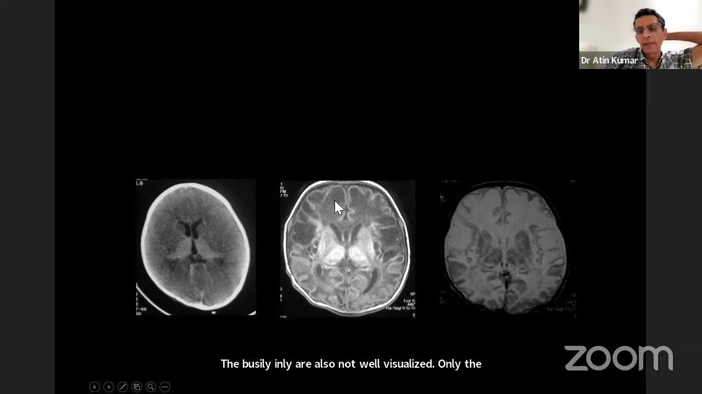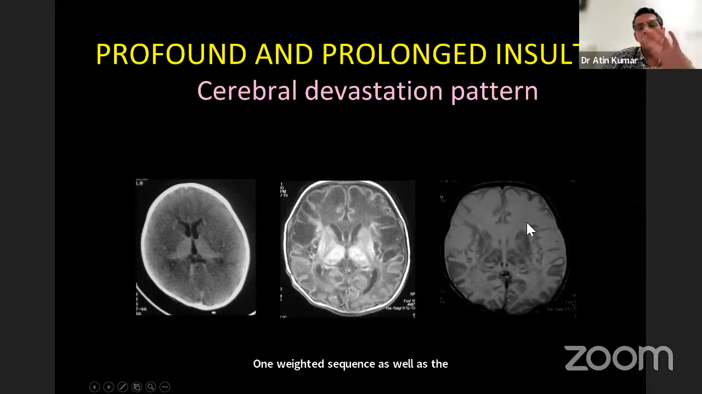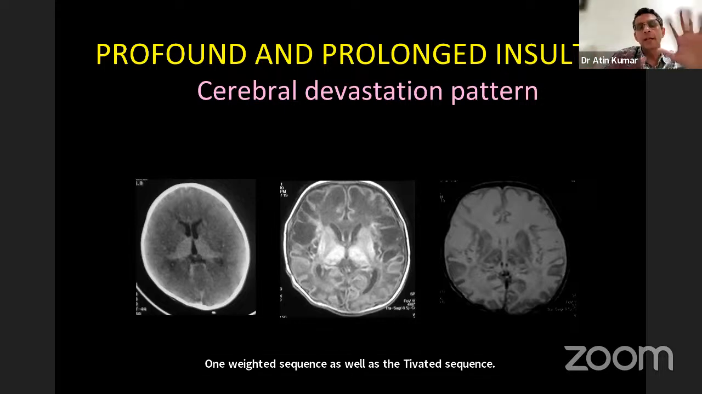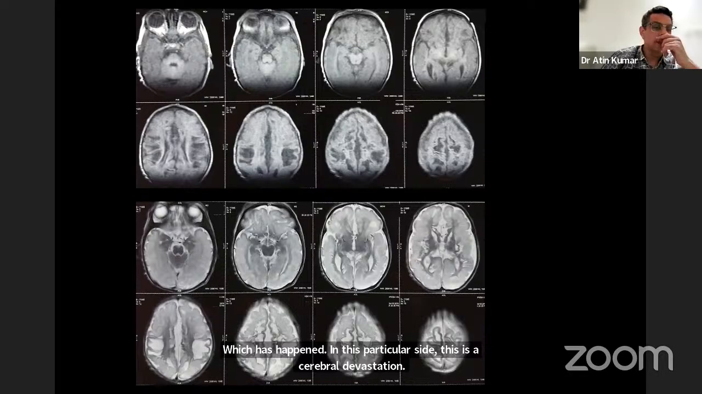And similarly, the same findings when done slightly later on MR. This is T1, this is T2. You can see abnormal areas of cystic changes which have started appearing on MR in the T1 weighted sequence as well as the T2 weighted sequence. This is cystic encephalomalacic changes which has happened in this particular child. This is a cerebral devastation pattern, profound and prolonged insult which has happened in this particular patient.